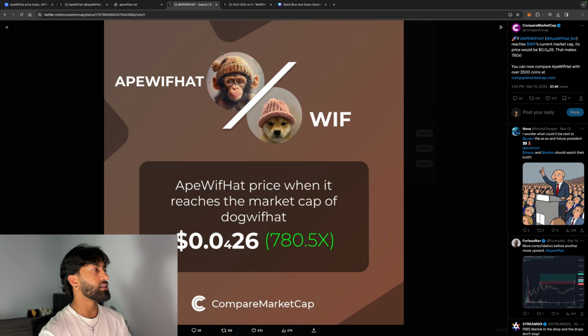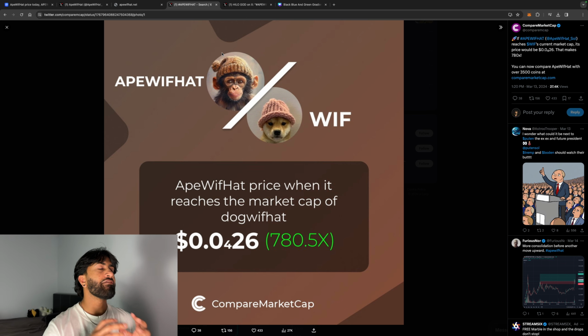Now, this is what I really want to take a look at. Apewifhat, if it reaches the total market cap of Dogecoin, we're looking at a 780x from these prices. That is insane, guys. That is insanity. Just think about throwing $1,000 in there. Think about the way that your life could change if you did throw in $1,000 in there.